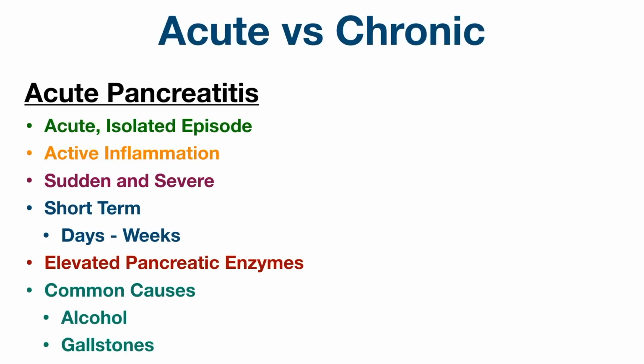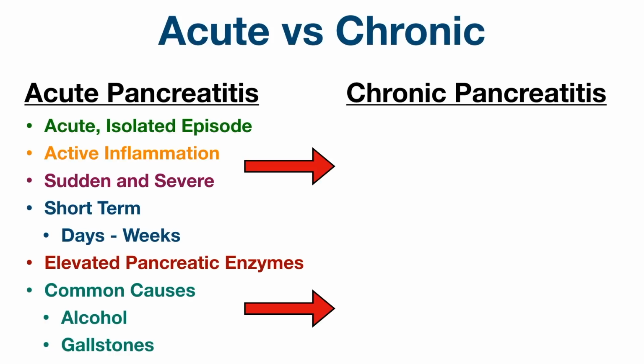Alcohol and gallstones are common causes of acute pancreatitis. We'll talk more about the causes soon too. In most cases of acute pancreatitis, there is no long-term damage to the pancreas, especially if the episode of acute pancreatitis is mild and uncomplicated. However, acute pancreatitis may lead to chronic pancreatitis, especially if recurrent acute episodes occur.